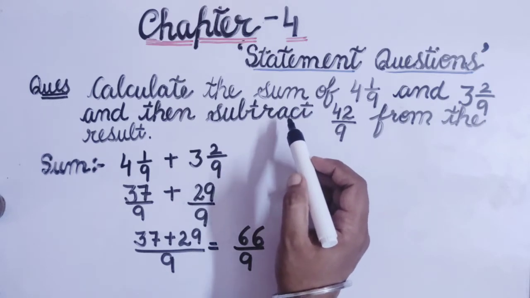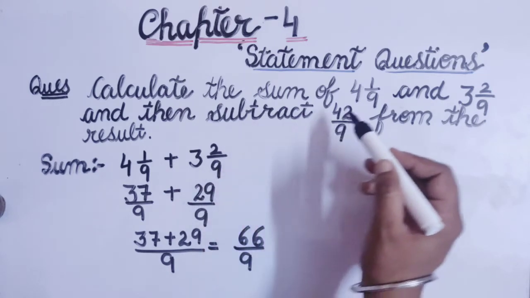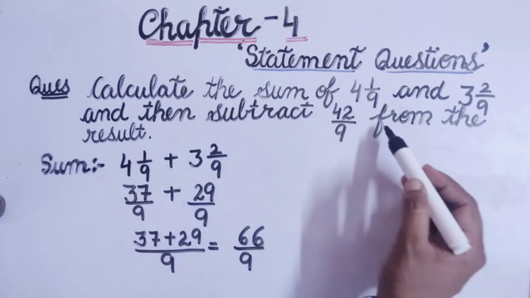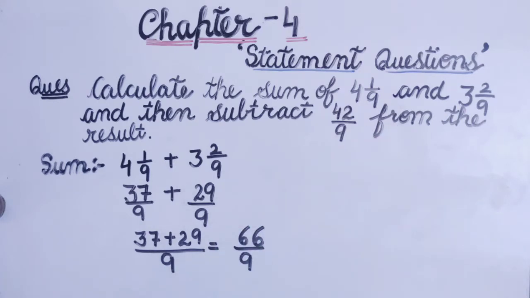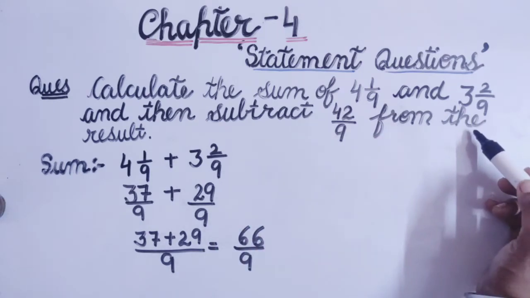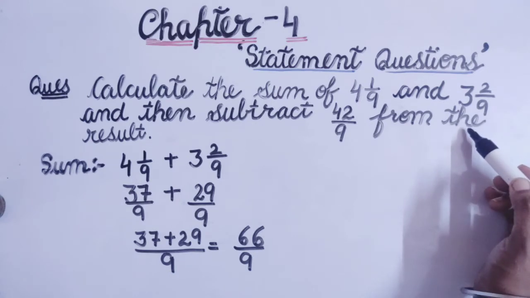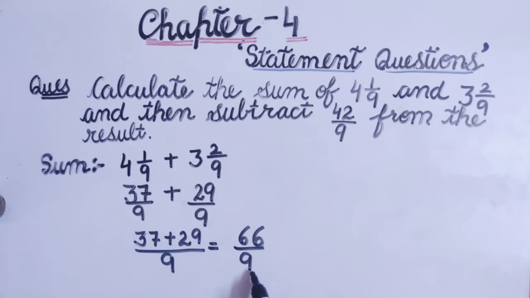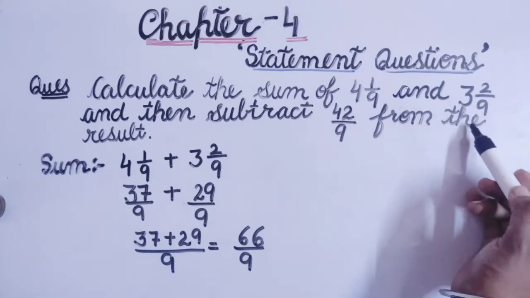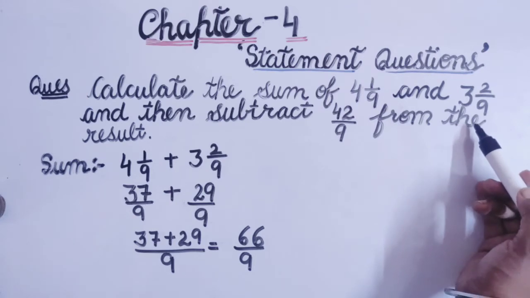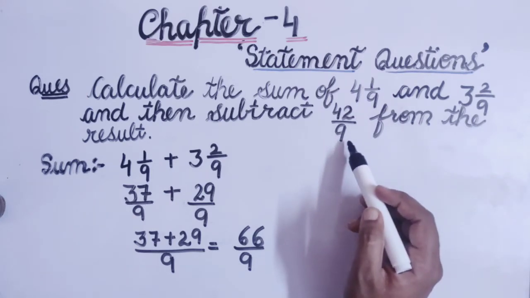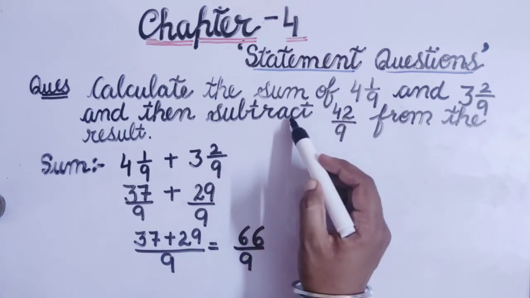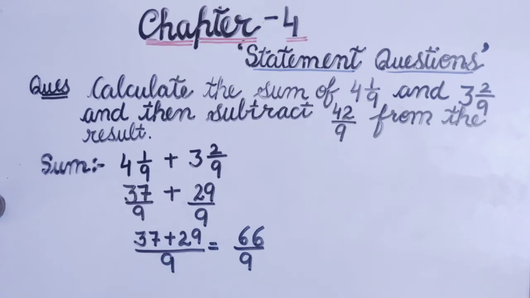Subtract means minus. Now we have to do minus 42 by 9 from the result. Students, what is the meaning of from? From means the second number about which the question is talking. Yes, the question is talking about the result and the result is 66 by 9. From means the second number will become the first number and this first number will become the second number. And at last we have to subtract. So now let's do the subtraction.